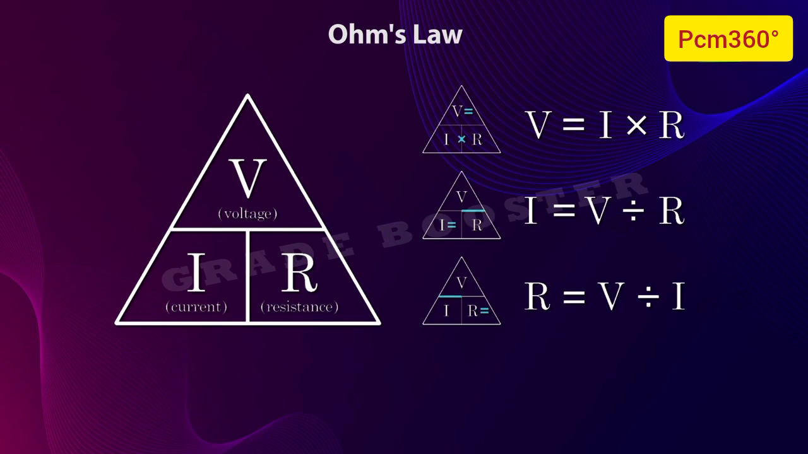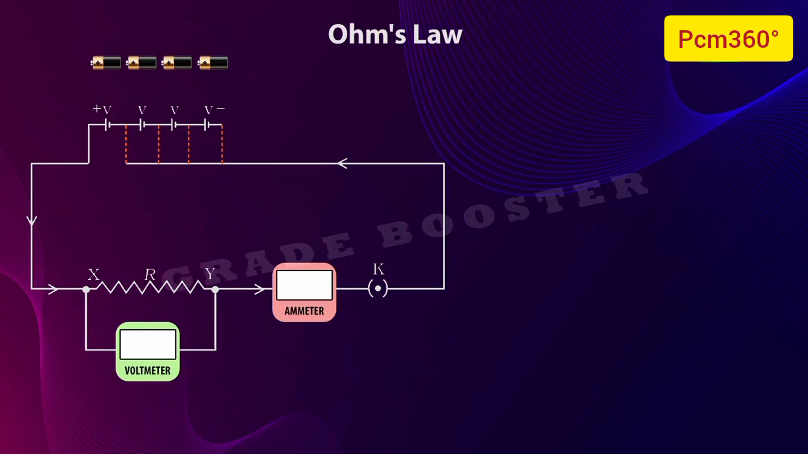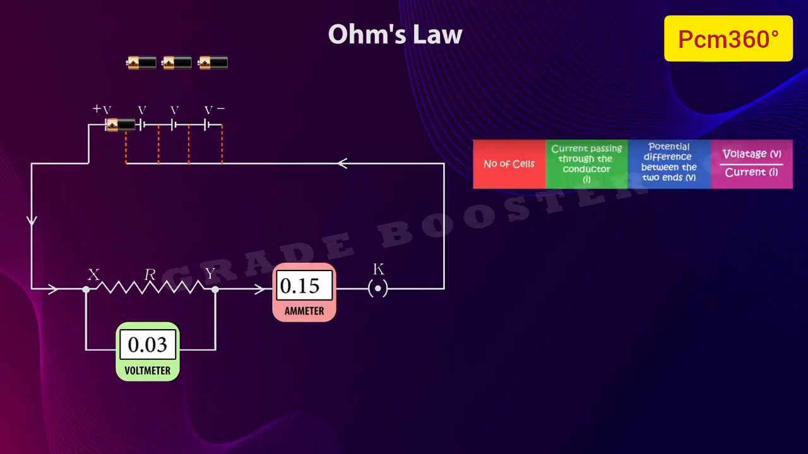Let us see how to verify Ohm's law with lab setup. To verify Ohm's law, we need a few cells, a cell holder, a conductor, an ammeter to measure the electric current, and a voltmeter to measure the potential difference or voltage. Now connect the circuit and place only one cell in the cell holder. Let us note down the readings in the voltmeter and in the ammeter. Write these values in a table.